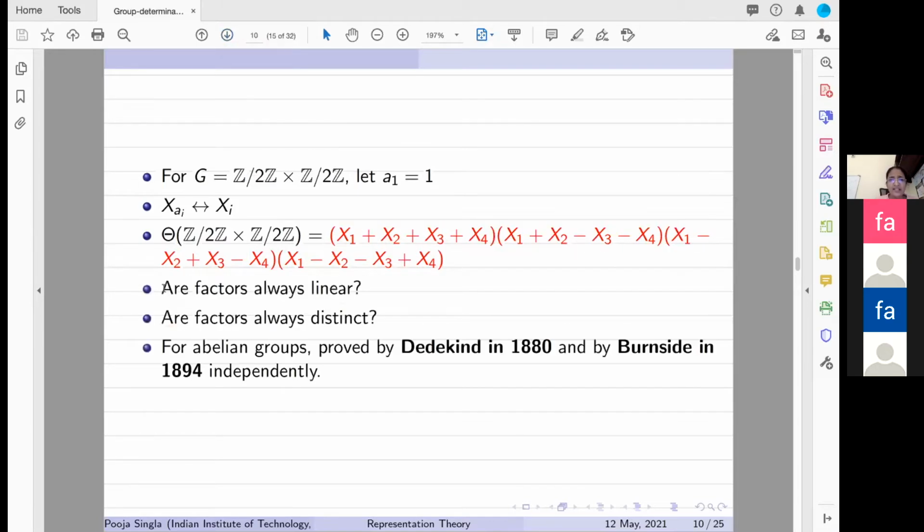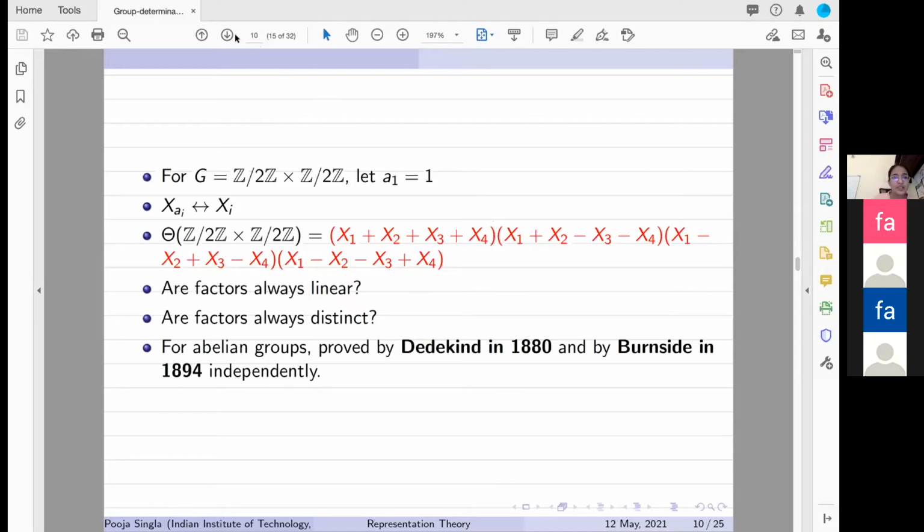It's surprising, right? So the question is, are factors always linear if I take a finite group? Are factors always distinct? All these are also distinct. If you see, I have not seen any powers of irreducible polynomials. I'm just writing this like this. There are no powers here. These are all distinct so far, whatever we have seen. So for abelian groups, this was proved by Dedekind in 1880 and by Burnside in 1894.